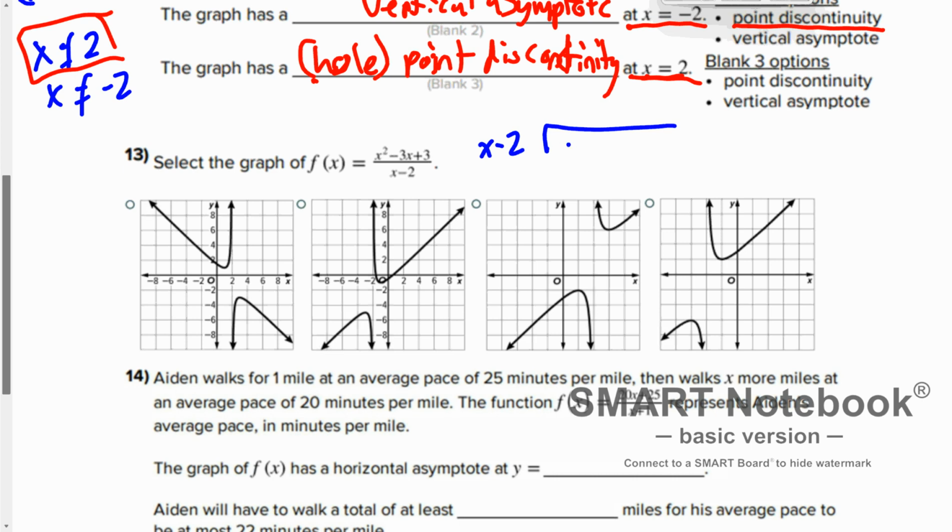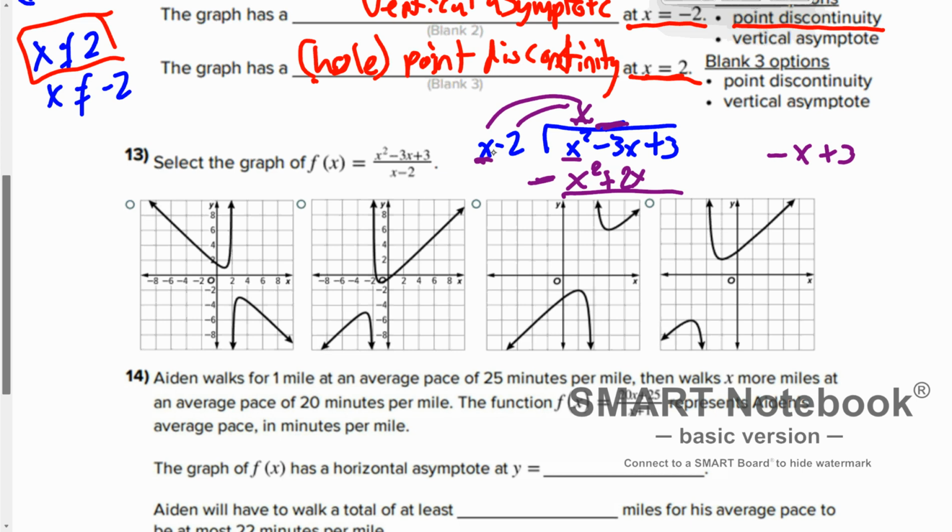What times x minus 2 is an x squared minus 3x plus 3? All right, so I say what times x gets me an x squared? That's just an x, right? So I distribute that x to both of them, and I get an x squared minus 2x. And I subtract those two, so that would be subtracting x squared, but adding 2x. And so I get left with a negative x plus 3.